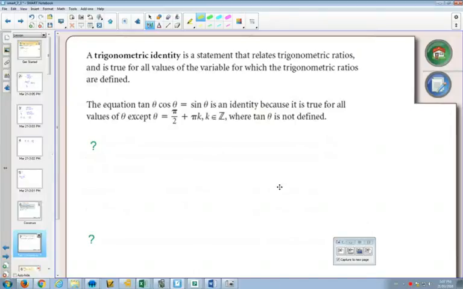What we're going to be looking at is something called a trigonometric identity. A trigonometric identity is something that is always true. And there are some common ones that we've already learned.